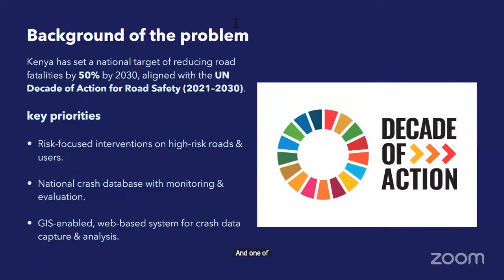One of the key priorities of the National Road Safety Action Plan was to come up with risk-focused interventions for high-risk road users, and also a national crash database for monitoring road accidents. One of the key gaps Kenya has is that it still relies on filling manual logs as far as accident reporting is concerned. And I feel that this increases the time it takes to respond. Therefore, many people are succumbing to road accidents, and realizing the goal of reducing fatalities by 50% while still using manual logs is going to be a problem.